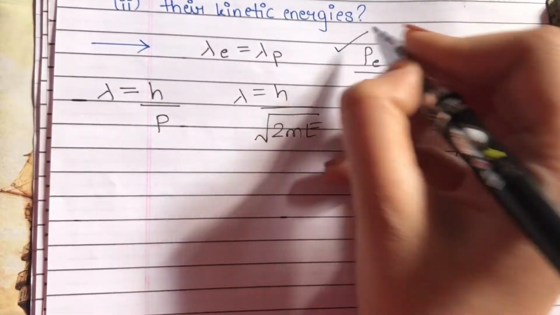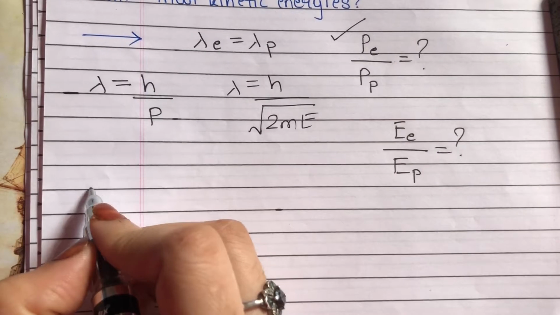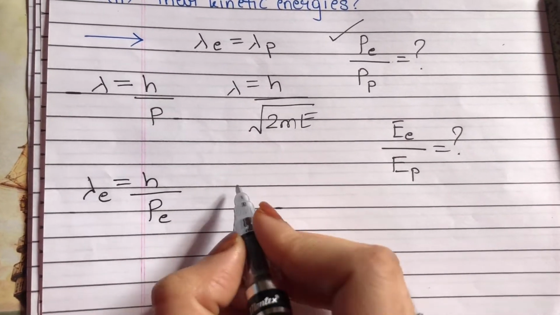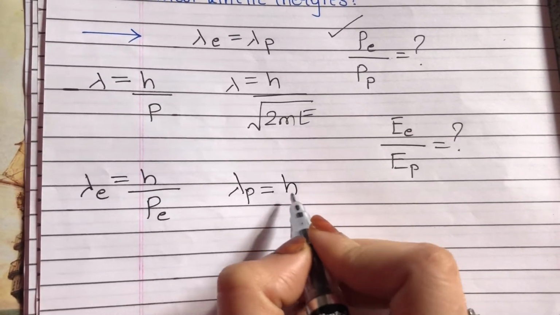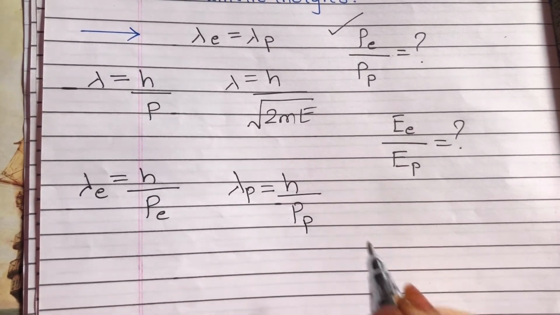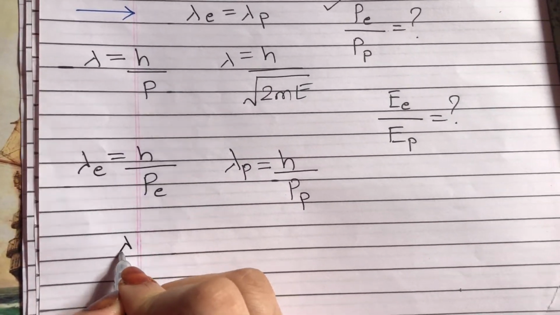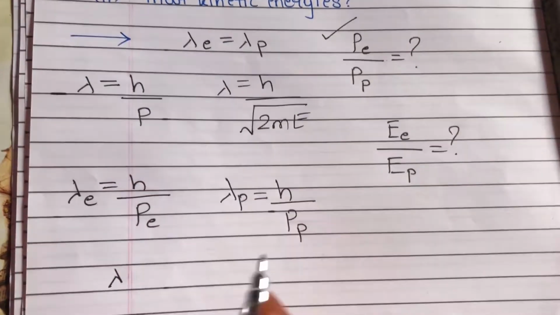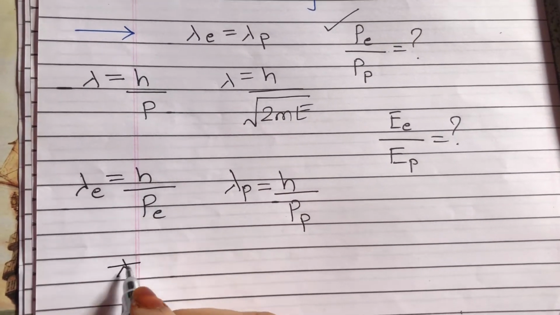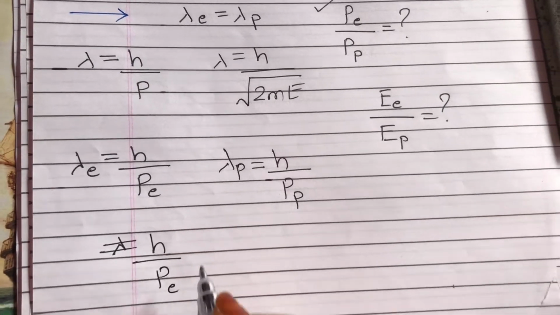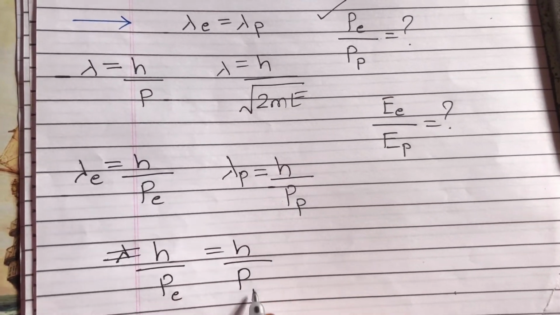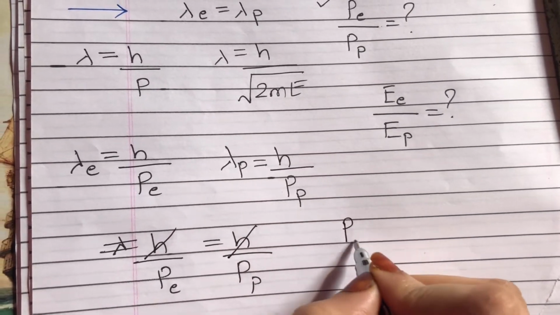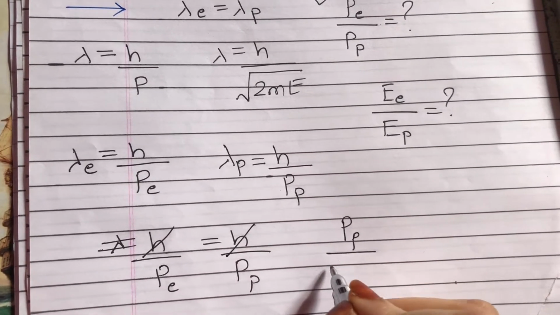Let's first go for momentum. Then lambda E will be h upon Pe, where h is Planck's constant. Lambda P will be h upon momentum of proton. Now if you see, lambda E is equal to lambda P. So can we write h upon Pe is equal to h upon Pp. H gets cancelled. Pp will come in the numerator upon Pe.